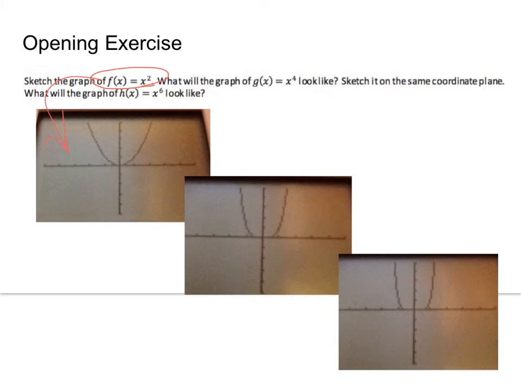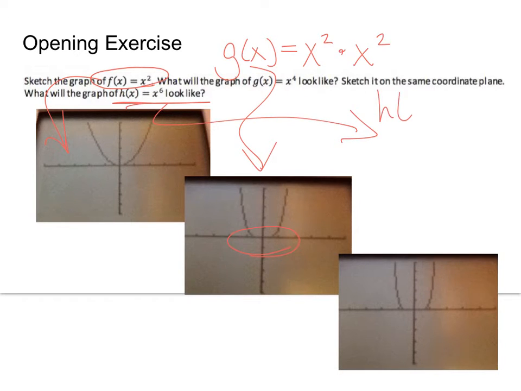I did graph f of x equals x squared on the graphing calculator. What I want to do is show you what g of x actually is. It's x squared times x squared, and you all say, yeah, it is. Good job. And that's why g of x looks very similar. You'll see here, it's a little flatter at the bottom. And then we have h of x equals x squared, x squared, x squared, which is why that graph looks very similar, just even more flat on the bottom.